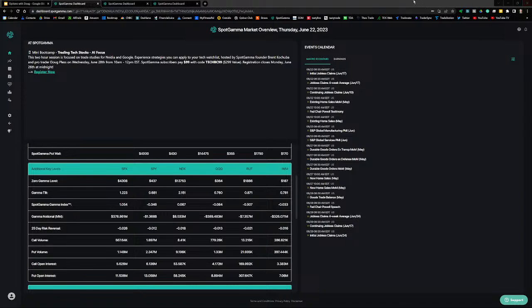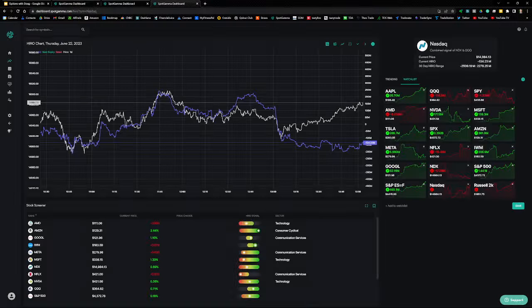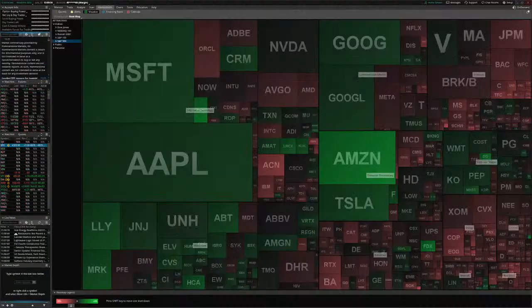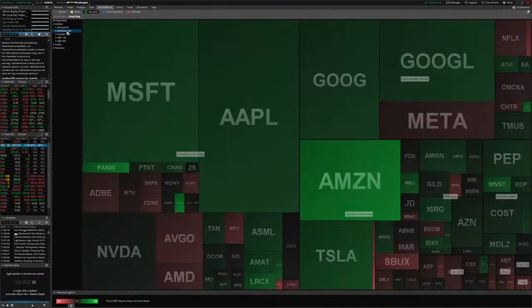So let's take a look. I'm going to go back to Thinkorswim here. So this is the S&P 500. We can take a look at NASDAQ. This is just a heat map, and you can see that the Magnificent Seven, I guess with the exception of Meta, are all moving higher.